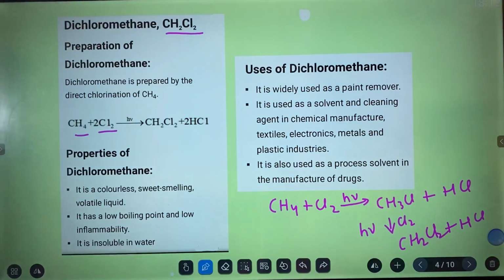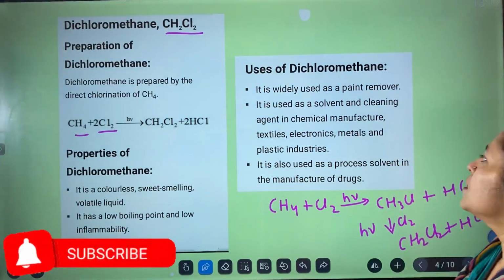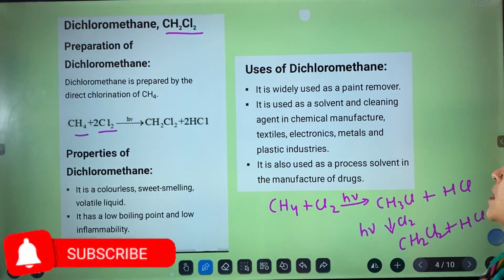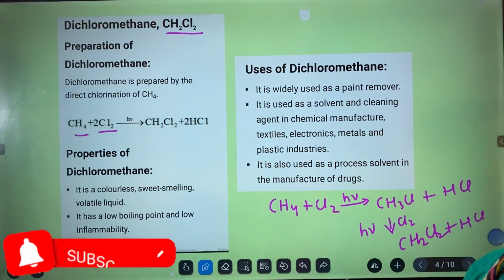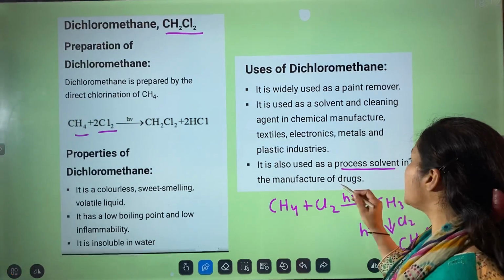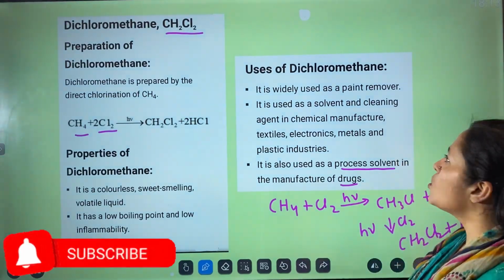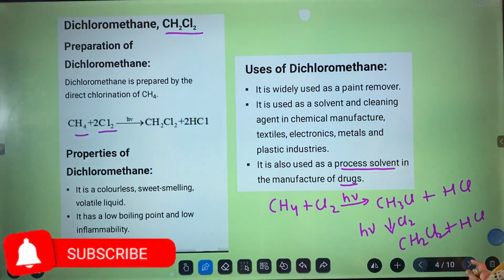Uses of dichloromethane: it is widely used as a paint remover. You commonly use it at your homes. Then it is also used as a solvent, that is as a cleaning agent in chemical industries, textiles and electronics. The next one is, it is also used as a process solvent in the manufacture of different types of drugs and medicines. So this is all about dichloromethane.